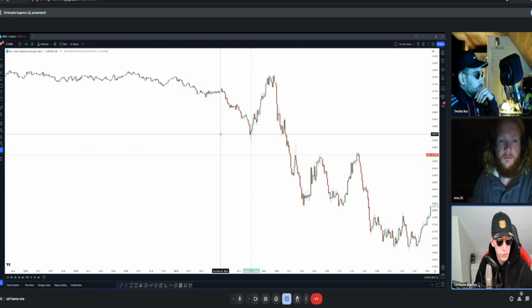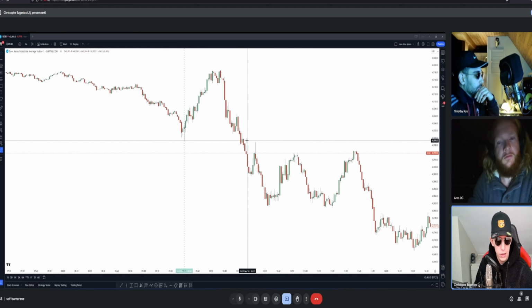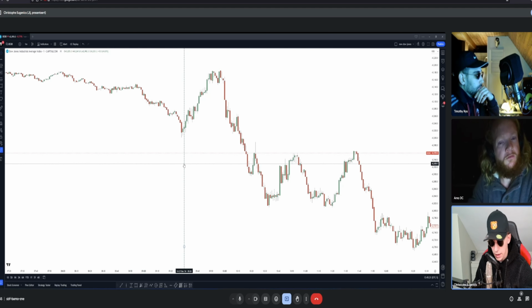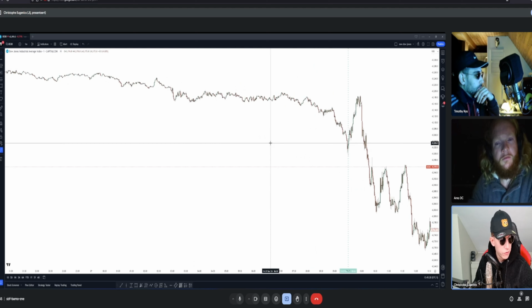So right here we have the US30 Dow Jones on the 1 minute time frame, and I have marked out the opening of the market. So that's at 9:30 a.m. New York time.